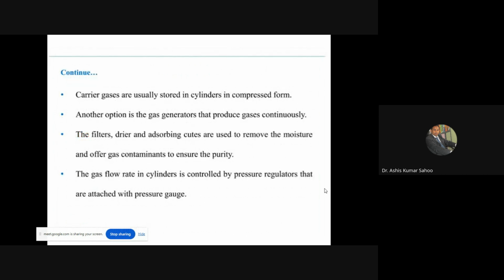Carrier gases are usually stored in a cylinder in compressed form. Another option is a gas generator, which produces gases continuously. Filters, dryers, and absorbing tubes are used to remove moisture. The gas flow rate is cylinder controlled.